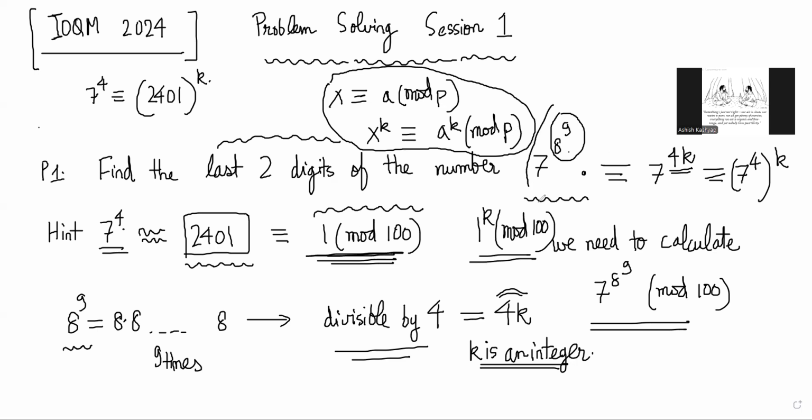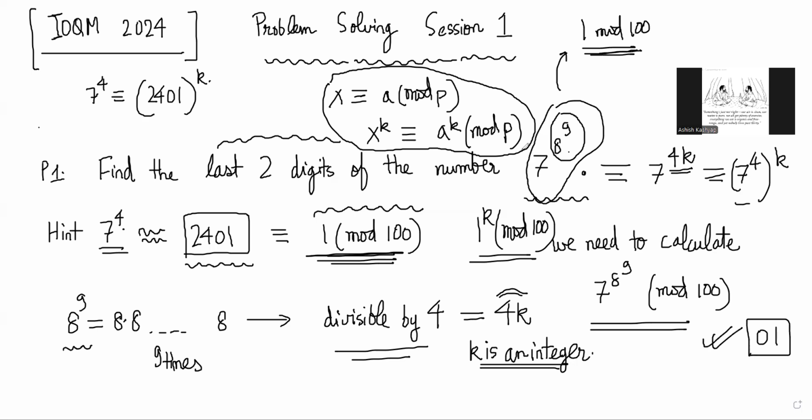The overall number is coming out to be congruent to 1 mod 100. Why? Because 7 power 4 was 1 mod 100 and the overall number is 7 power 4k. So it will be 1 power k, which is same as 1 mod 100. So that means the remainder, when we divide this number by 100, should be 1. So therefore, the last two digits of this number will be 0, 1. These are the last two digits of 7 power 8 power 9.